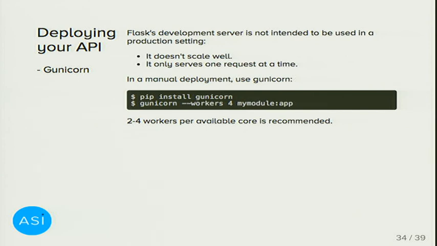Finally, gunicorn is a good way to deploy your Flask application. Flask documentation specifically recommends that you do not use the built-in HTTP server for production applications because it's slower and can only serve one request at a time. General rule of thumb is that you use 2 to 4 gunicorn workers per core that you have available on the server box that you're running it on.